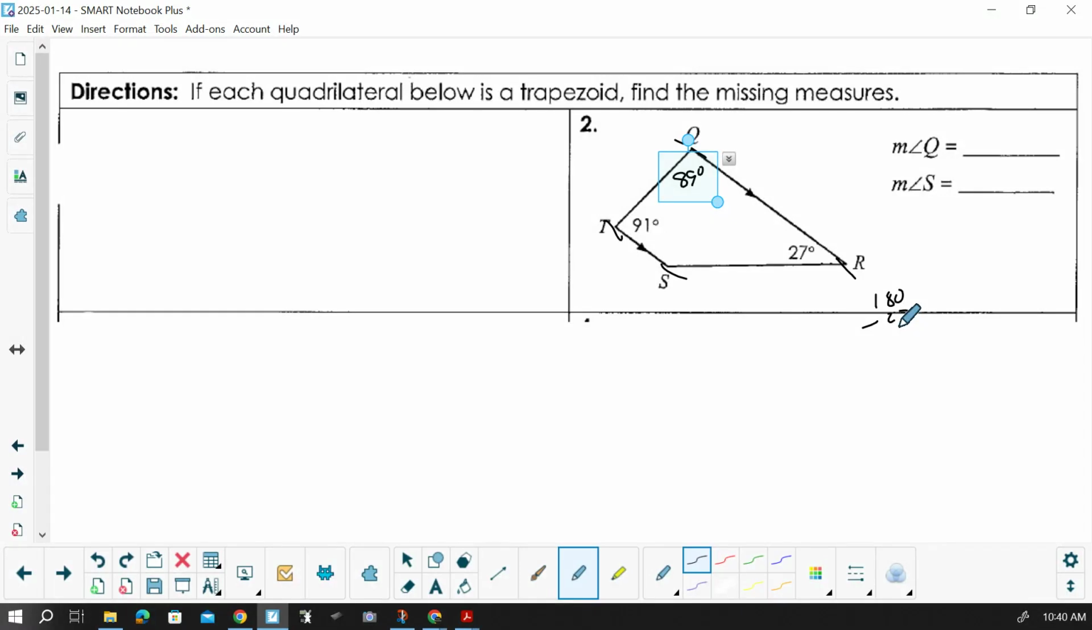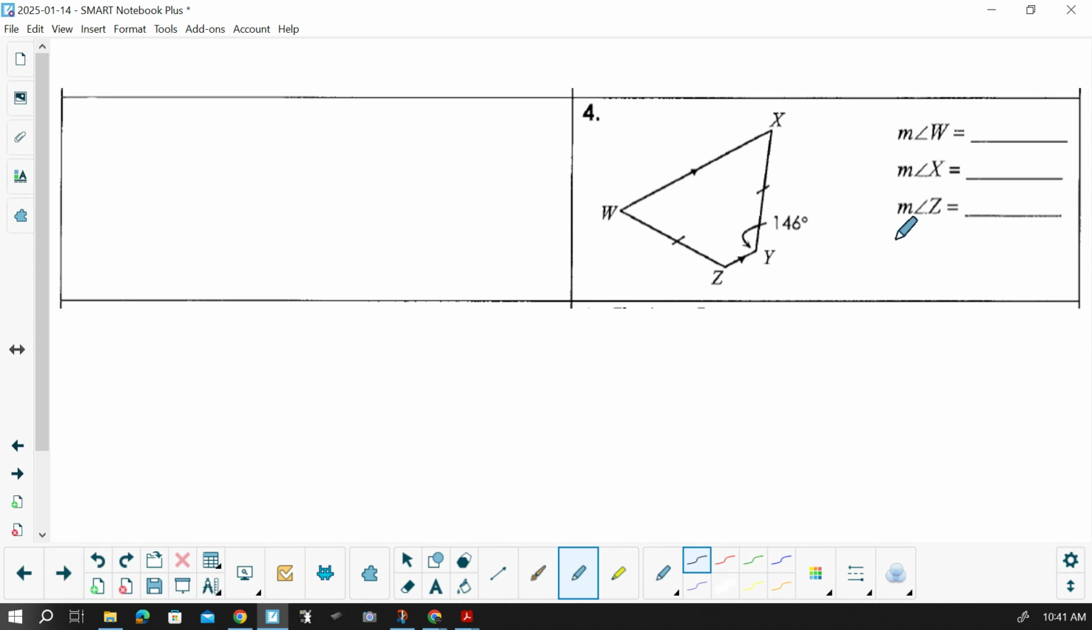Let me use my calculator for that one. Can't do that in my head for some reason right now. 180 minus 27. 153. So this would have to be 153. So angle Q, 89. Angle S, 153. That's number 2. Number 4.